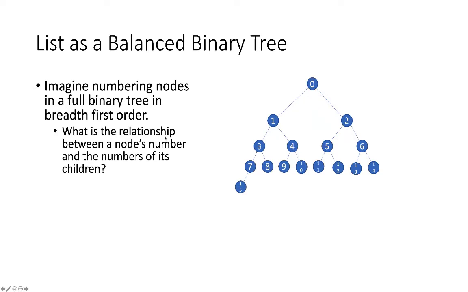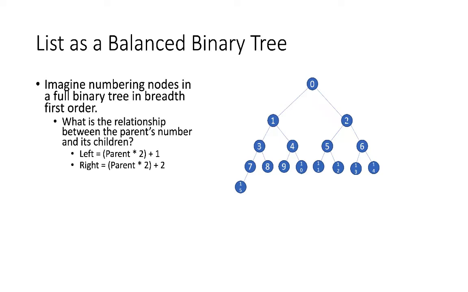And there's a simple function for expressing the number of your left or right child's node number given your number. Basically, your left child is your number times 2 plus 1, and your right child is your number times 2 plus 2. So if node 0 is the top of our tree, then the left child of node 0 is 0 times 2 plus 1, or node 1. And our right child is 0 times 2 plus 2, or node 2.